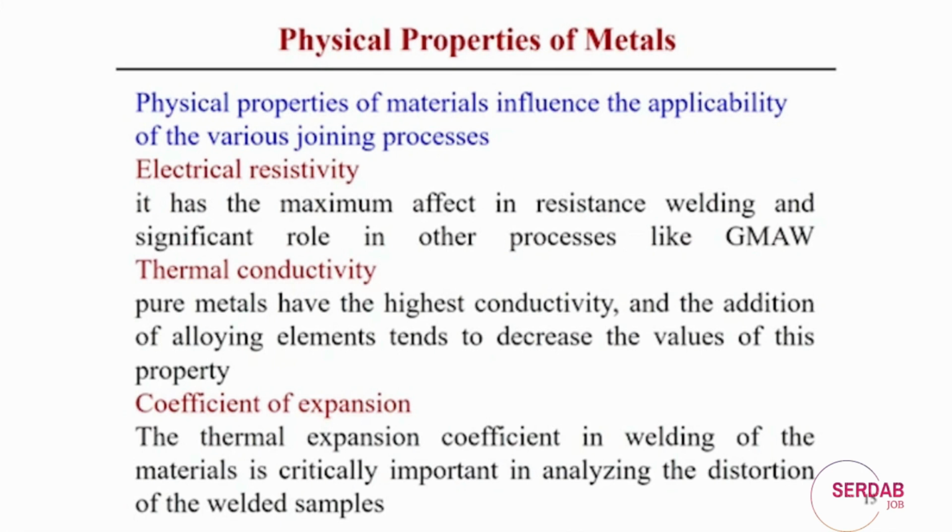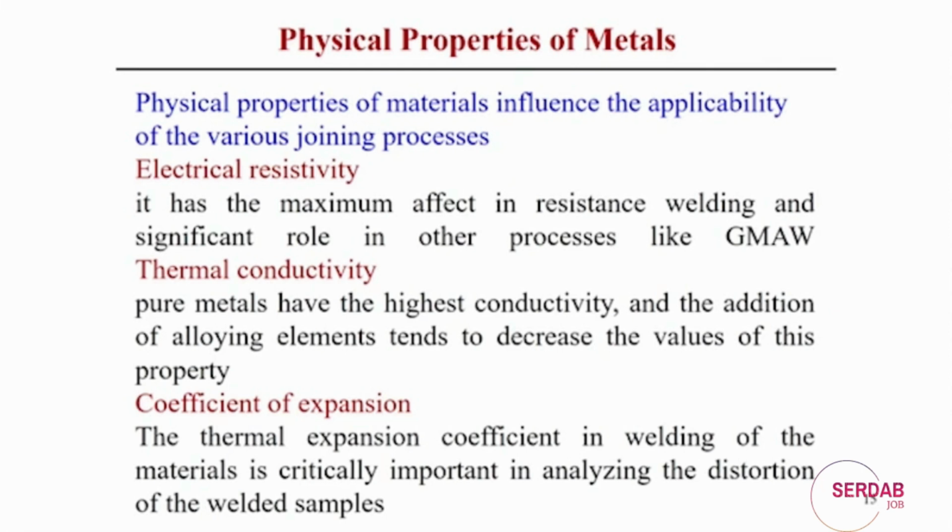So, that is why we need to know the different physical properties of the materials, and that actually relates to the applicability of the different welding processes. So, that is why it is necessary to analyze the different physical properties of the metals. First is the electrical resistivity.